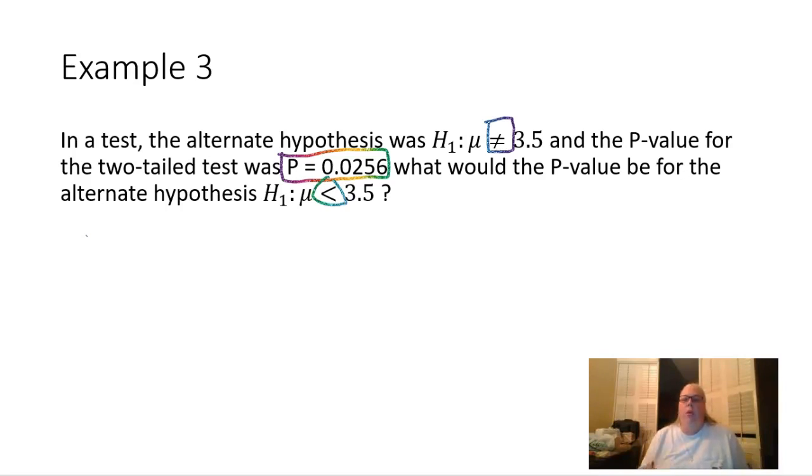Well, remember, when I'm doing a two-tailed test, I had to double my p-value. And that means that if I'm going to back down to a one-tailed test, in this case a left-tailed test, then I have to undouble that. In other words, the p-value for this test right here, mu is less than 3.5, is simply going to be the p-value I got from the two-tailed test divided by 2. And that's going to give me 0.0128.